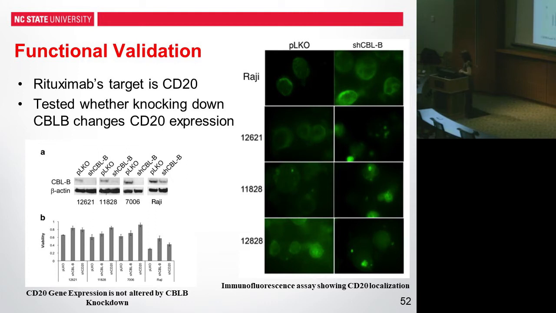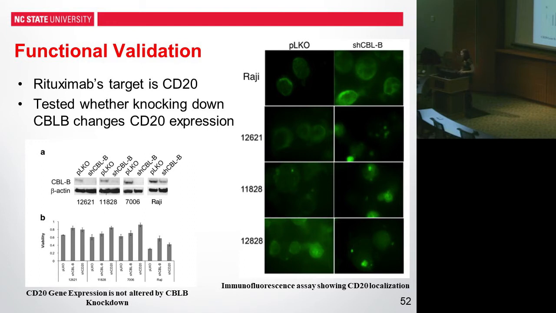So we followed that up with functional validation. Both rituximab and ofatumumab's target is CD20, as I mentioned. We first did knockdown experiments to see if knocking down CBL-B changed overall response. The answer was yes. Then we wanted to see what happens to the expression of CD20 if we knock down CBL-B. So we did that experiment and first looked just at overall expression of CD20 when you knock down CBL-B. We got nothing. The p-value is in the 0.9s. I don't remember what it was, but it was not even close to trending.